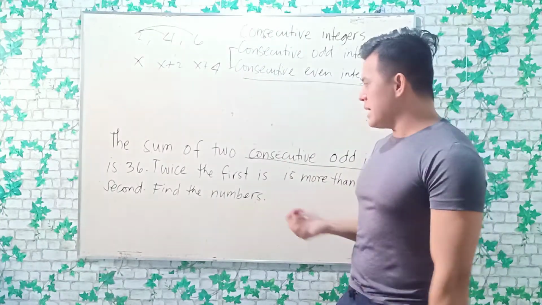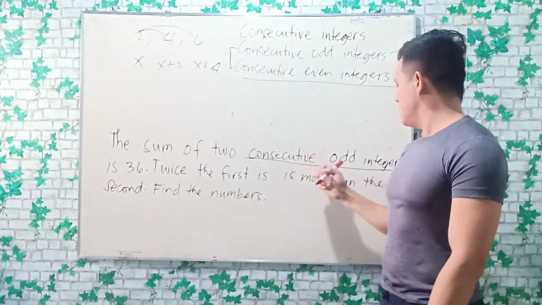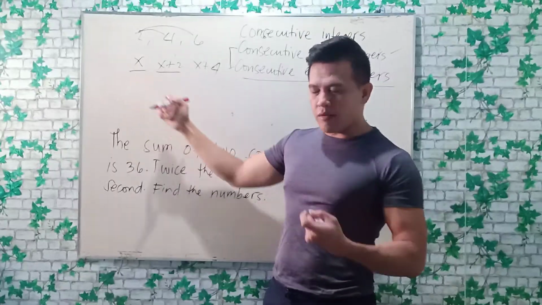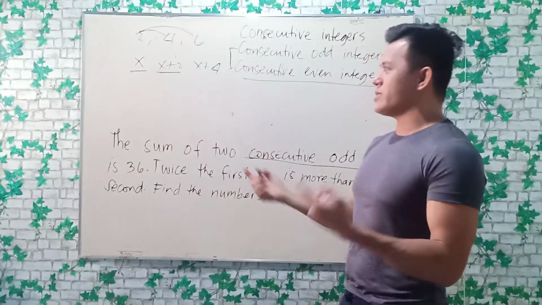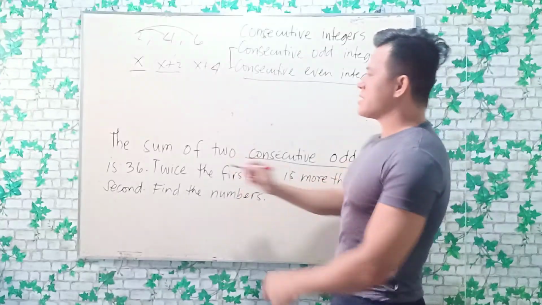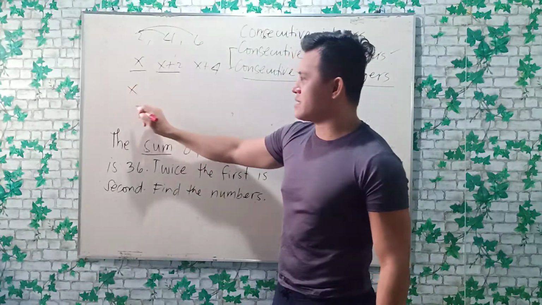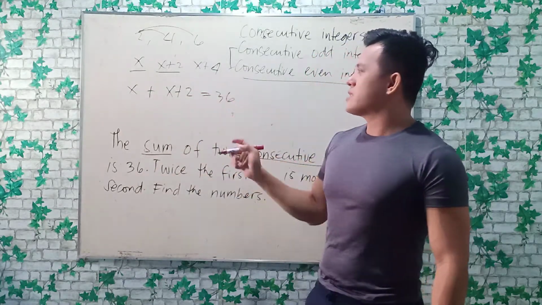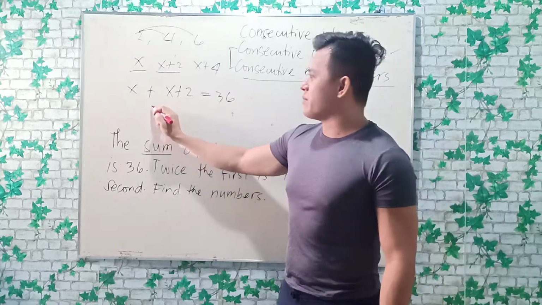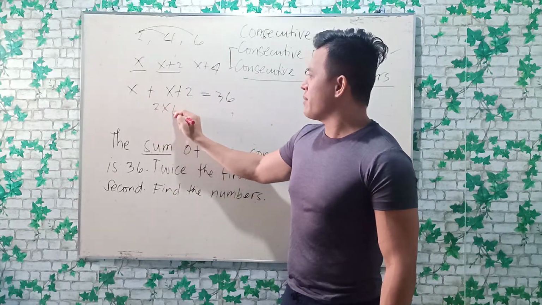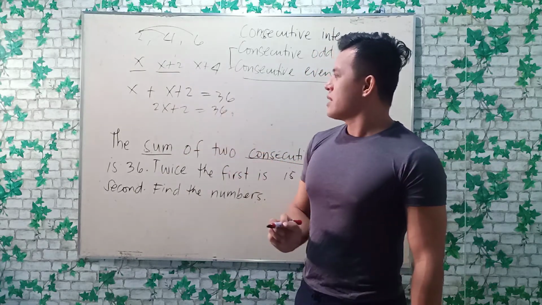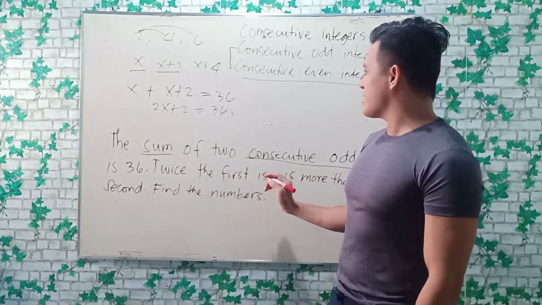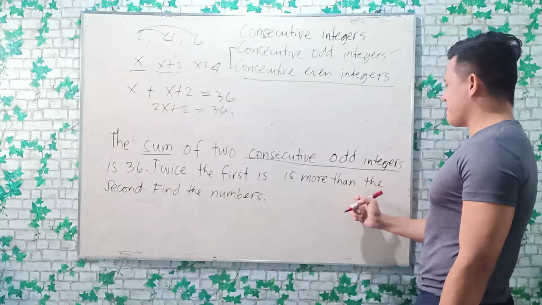Now, this one, 2 consecutive odd integers. For 2 consecutive odd integers, the x will always be the first, and the second would be x plus 2. Their sum is 36. So the first integer, x, plus the second integer, x plus 2, equals 36. This is now our first equation, which can be reduced to x plus x, that is 2x, plus 2 is equal to 36. And it says here that twice the first integer is 15 more than the second.